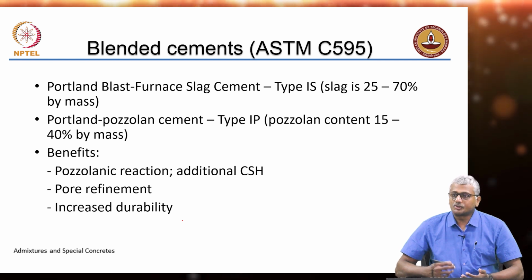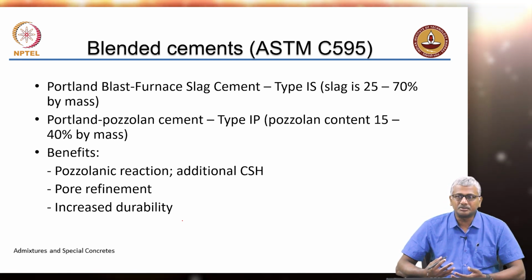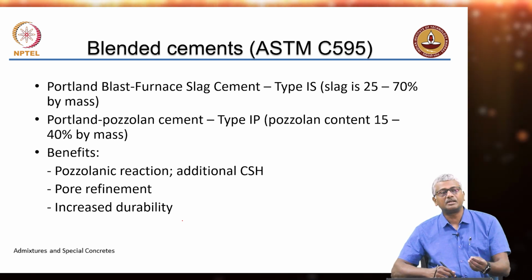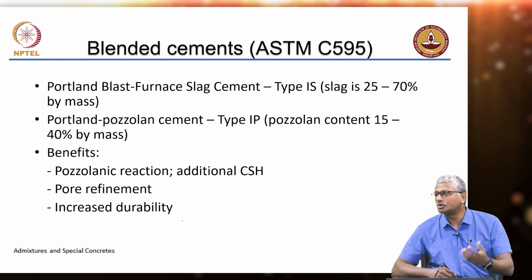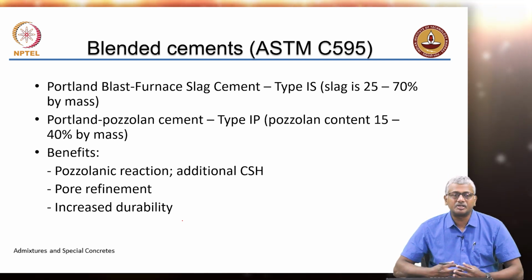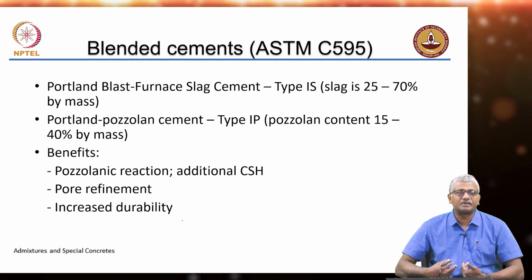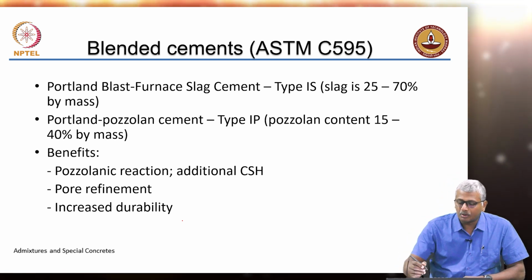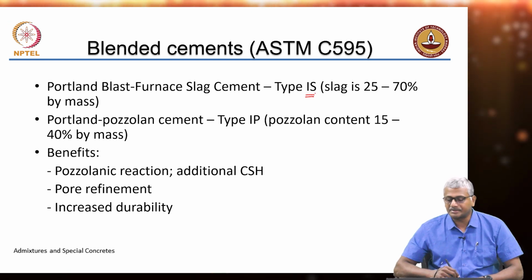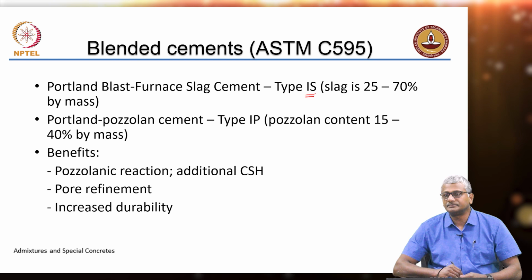Then of course, there are also blended cements, about which this course will have a lot of discussion about how materials from other industries like fly ash and slag can be blended along with cement to produce very interesting cementitious properties. So, Portland blast furnace slag cement, in India we call it Portland slag cement, PSC. Okay. So, in the US they call it type 1S, and slag content typically in that is 25 to 70%.